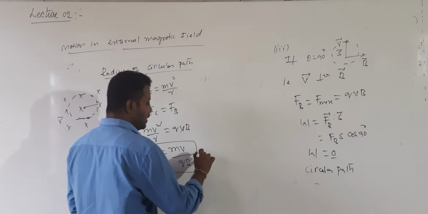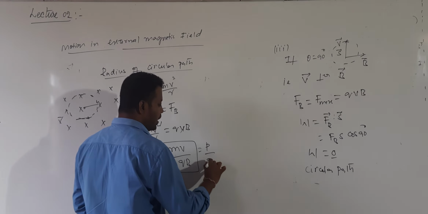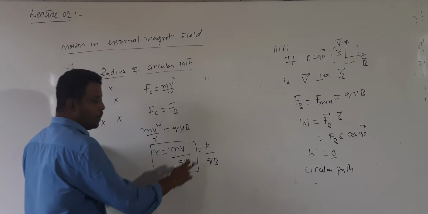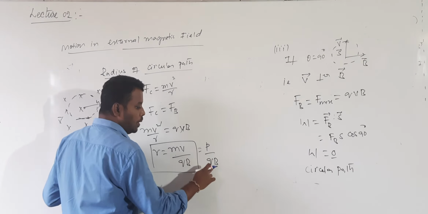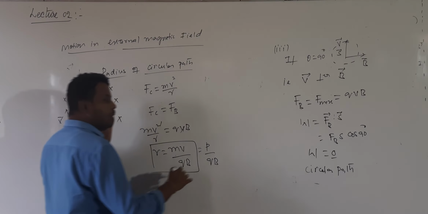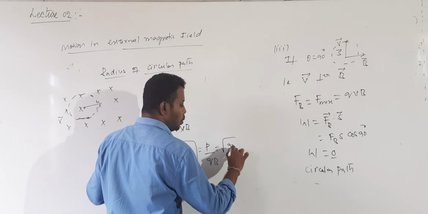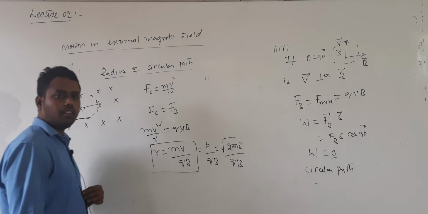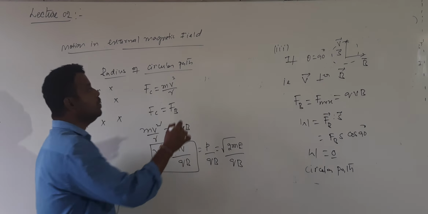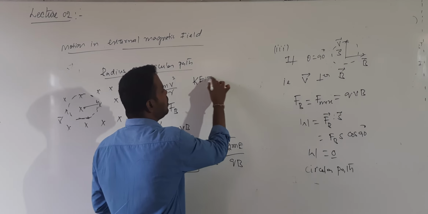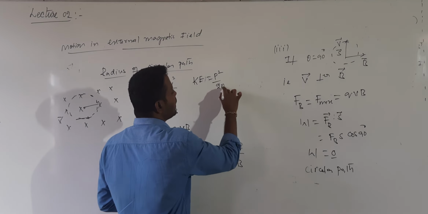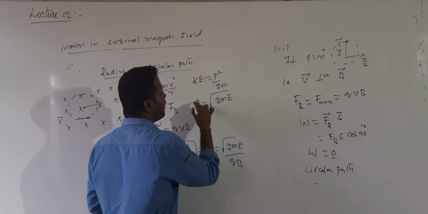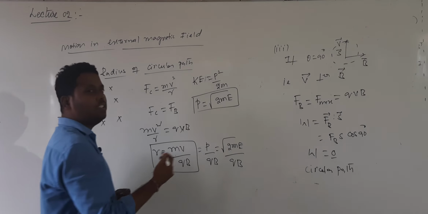Even you can write this r value is equal to p divided by q into B, where p is the momentum. But momentum can be written as root over 2 into m into E, from the relation between kinetic energy and momentum. You know that now? Kinetic energy is equal to p square by 2m. From this, momentum p is equal to root over 2 into m into E. Understood? Many application questions they will ask.